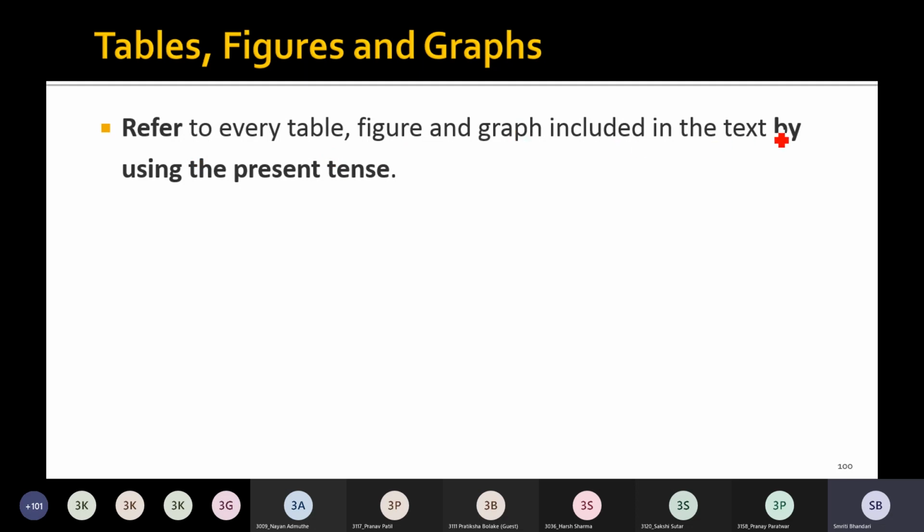Let us go to a few more important guidelines. Refer to every table, figure and graph included in the text by using the present tense. What do we mean by that? Suppose we are making use of some figure, say figure 1. Then we should refer to that figure in our text using the present tense, like figure 1 describes.